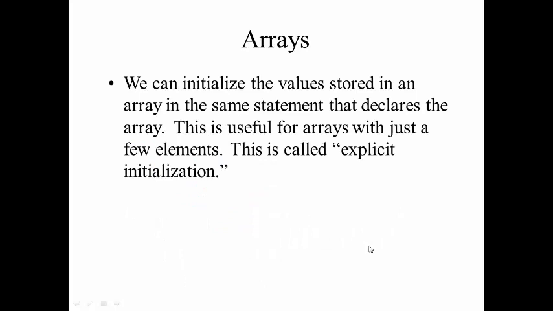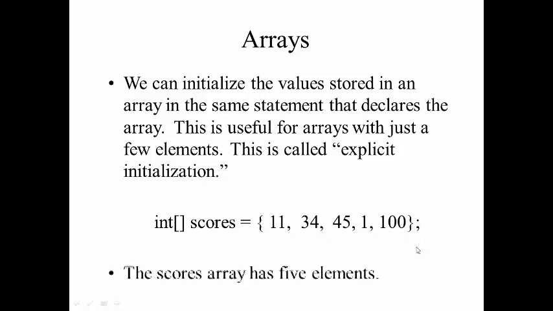We can initialize the values stored in an array in the same statement that declares the array. This is useful for arrays that are small, and when we do this, it's called explicit initialization. So this is an example of that: int[] scores, that's the name of your array. It's going to contain ints. And in curly braces, delimited by commas, we put the values that we want stored in the array. Explicit initialization. In this case, the scores array has 5 elements.